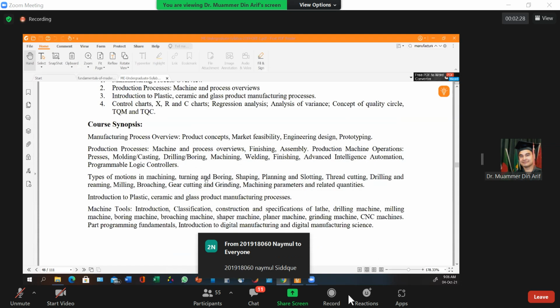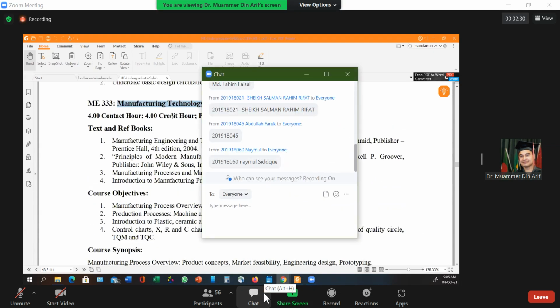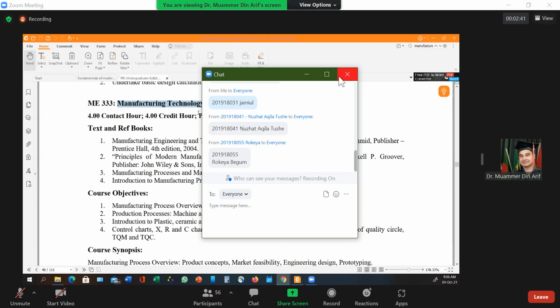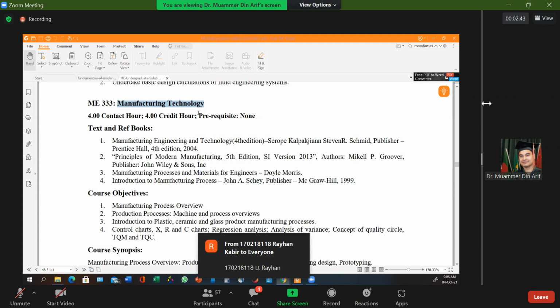If you see the syllabus, I have shared the syllabus for 333, and since we have some students from 331, since the 331 students are fewer, we will follow the 333 syllabus, and there's hardly any difference between the two because production processes, many things we cover in this.